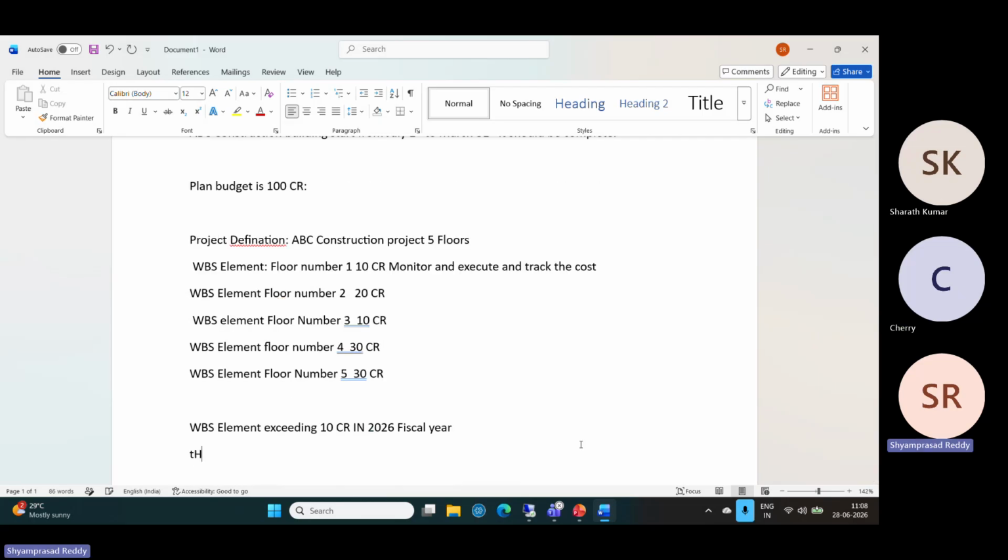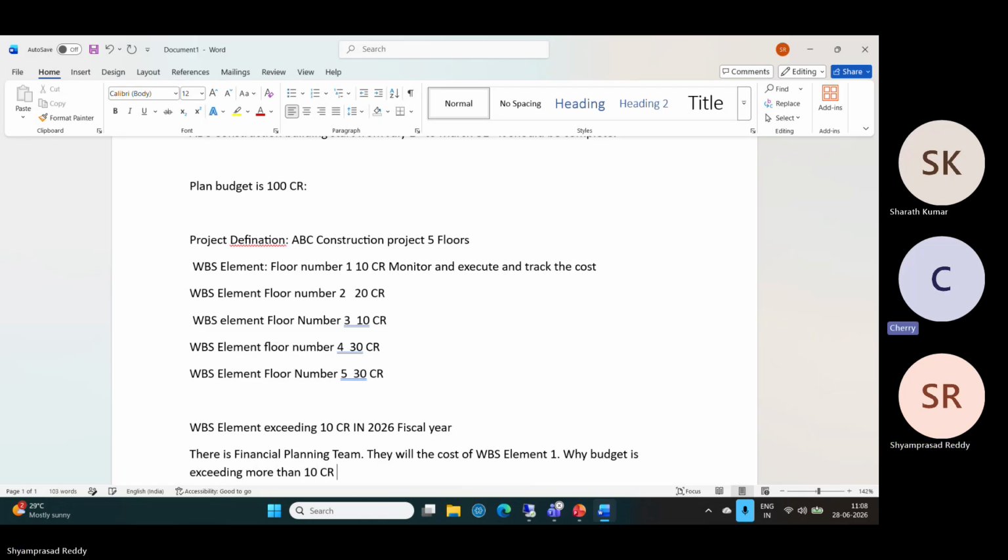Then there is the financial planning team. They will track the cost of WBS element 1. Why? Because the budget is exceeding more than 10 CR in 2026. Means here you will plan, monitor, and track the cost. That is the purpose we will use the project system.